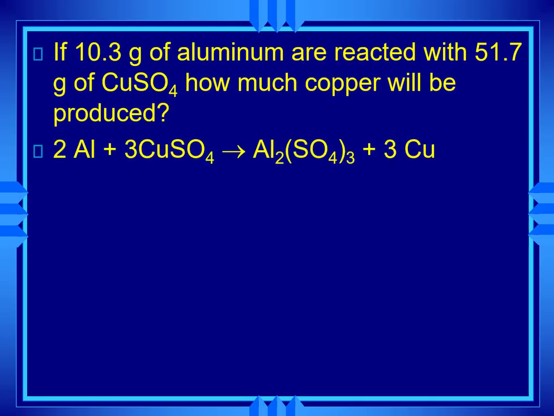Okay, so it's just a simple limiting reagent problem. It's a variation on the silver nitrate one we did for homework. Okay. And I was nice enough to write a balanced equation for you. So aluminum and copper 2 sulfate make aluminum sulfate and copper.